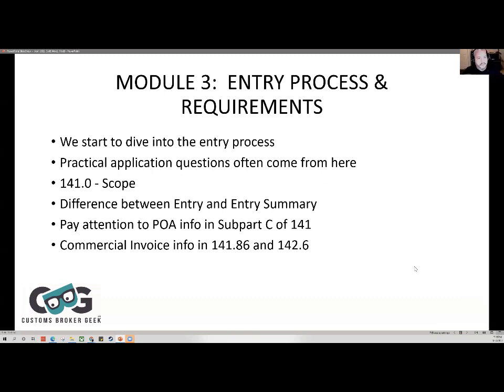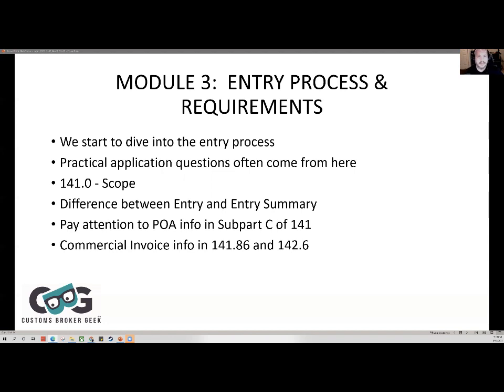So we're going to dive into Module 3, which is the entry process. Chapters 141, 142, and 143 are all very closely related, and they account for nearly 10% of the questions on the exams. So it's almost 8 to 10 questions on the exam, and that's over the last 10 years.